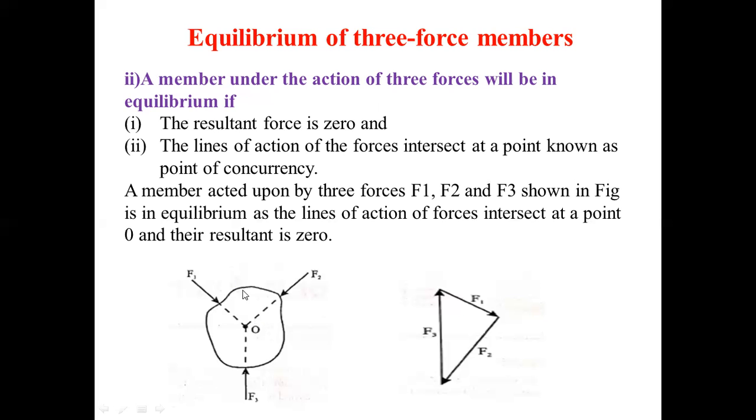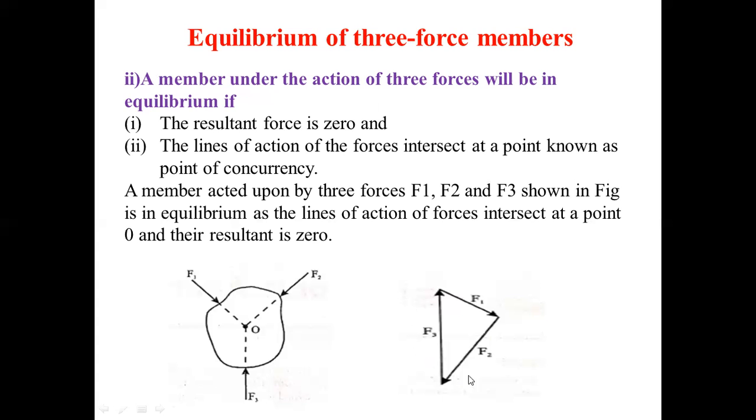So the member acted upon by three forces F1, F2, F3 shown in the figure is in equilibrium as the lines of action of the forces intersect at a point O and the resultant is zero. Resultant is zero means the resultant of all the forces is zero. How can you find out these forces which are acting on this body? By using a force polygon.